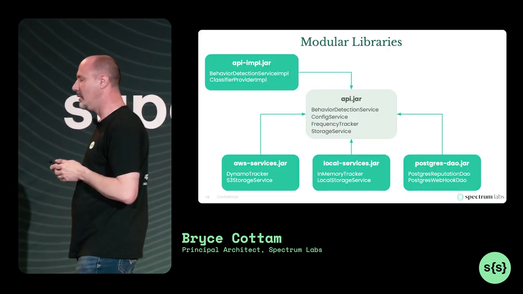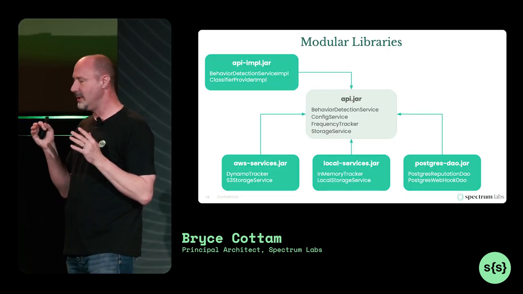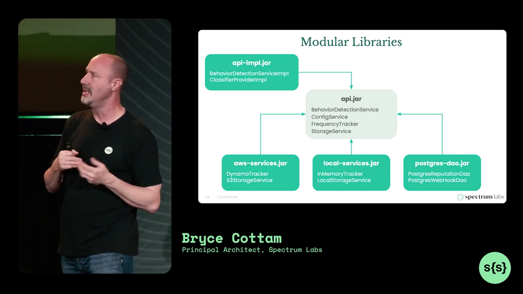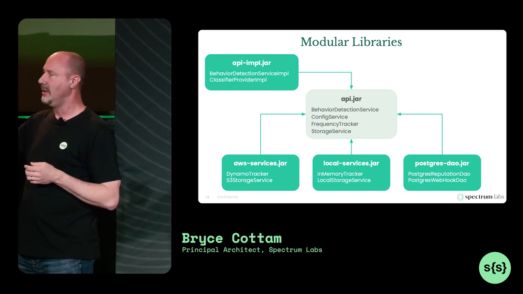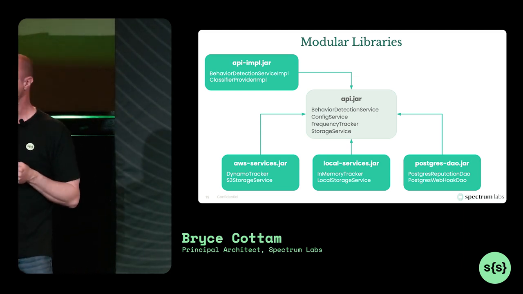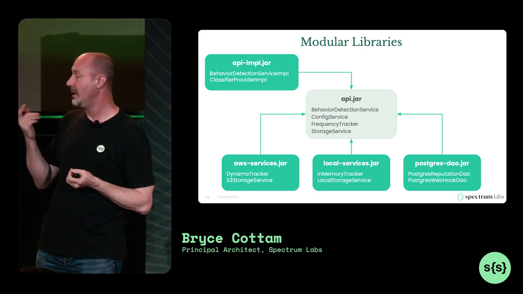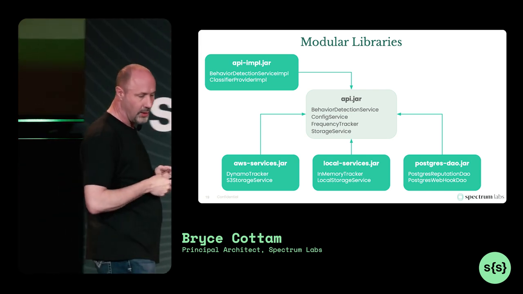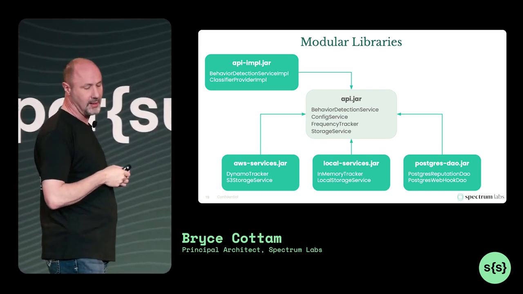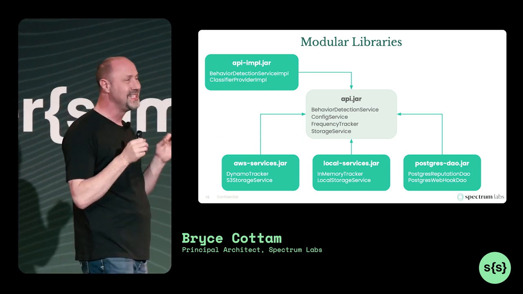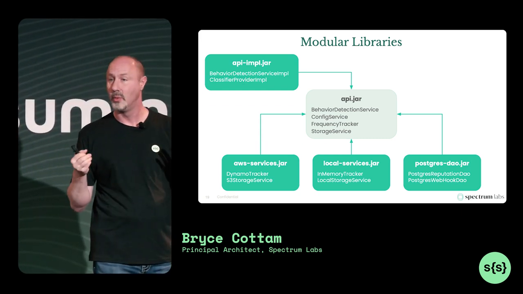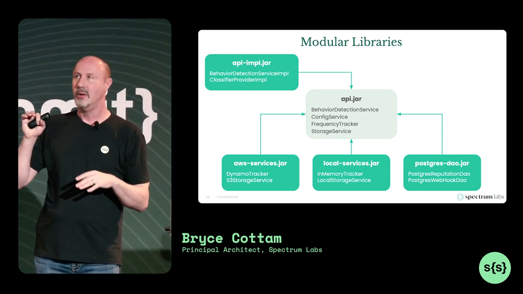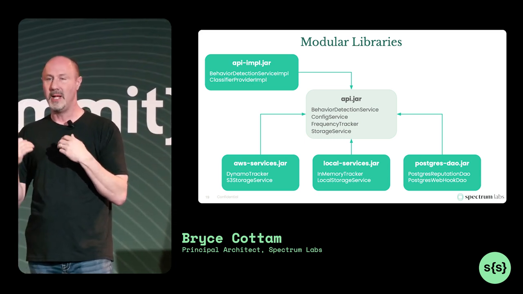Okay, so the thing that is probably the most important for me in code layout for portability and maintainability is the modularity in artifacts. So sometimes this might look like there's a GitHub repo for the Postgres DAO, and a separate GitHub repo for the local services, and another one for AWS services. And this does not need to be the case. You can have a single repo with modular deployable artifacts that only pull in the dependencies that they need.